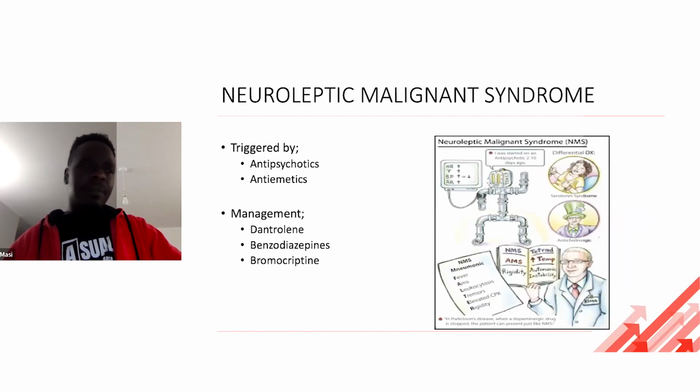antidote here. Then the other one that is almost a sister or cousin to serotonin syndrome is neuroleptic malignant syndrome, and it's triggered by antipsychotics and antiemetics, and the management is bromocriptine and benzodiazepines also, depending on what you have in your system.